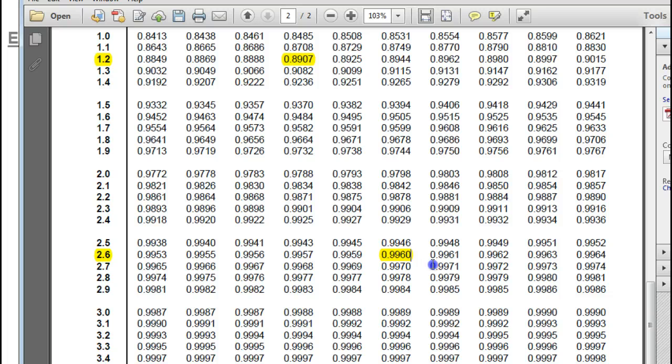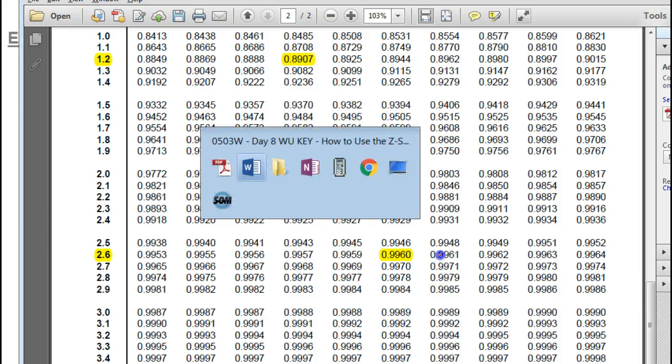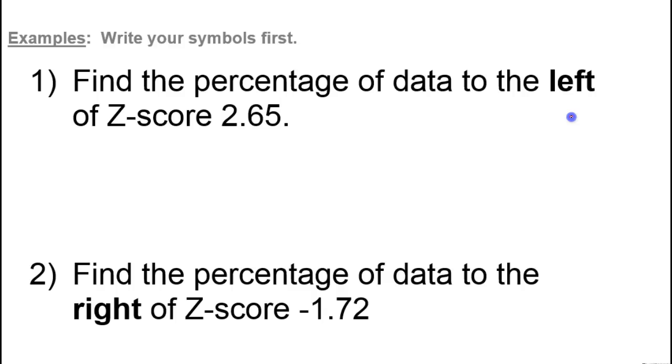So what would that be as a percent? 99.6%. And again, I don't need to subtract from 100 because I want the values to the left, and that's what the chart gives me. So the percentage of data to the left is 99.6% of the data is to the left of that z-score.